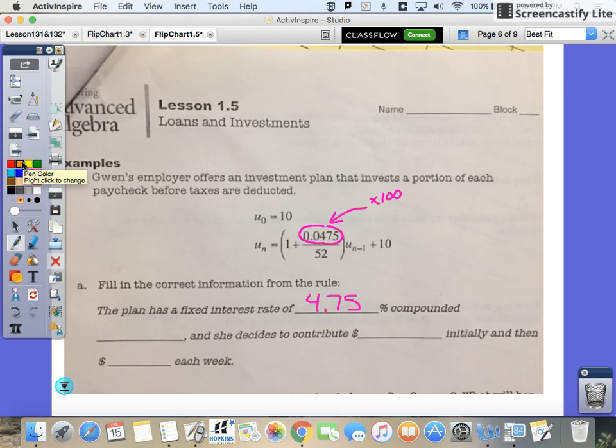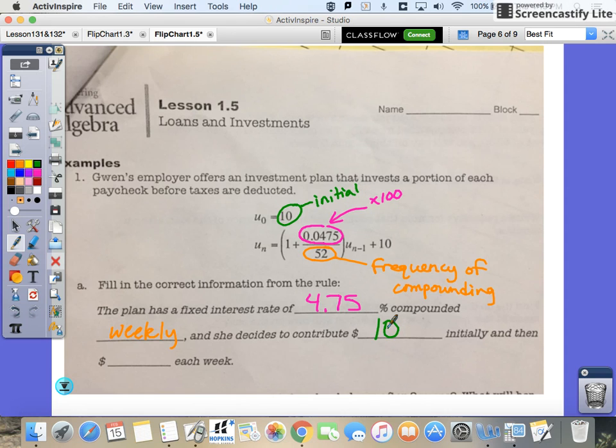And it says it's compounded how often? Well, remember from our previous unit, this is our frequency of compounding. So if we divide by 52, the significance that 52 holds is that there are 52 weeks in a year. So that means it's compounded weekly. And she decides to contribute how much initially? Initially is the key here. Initially means at first. So we're looking at $10 initially.